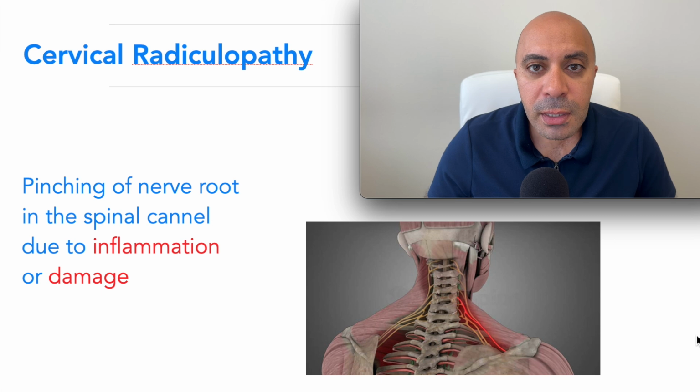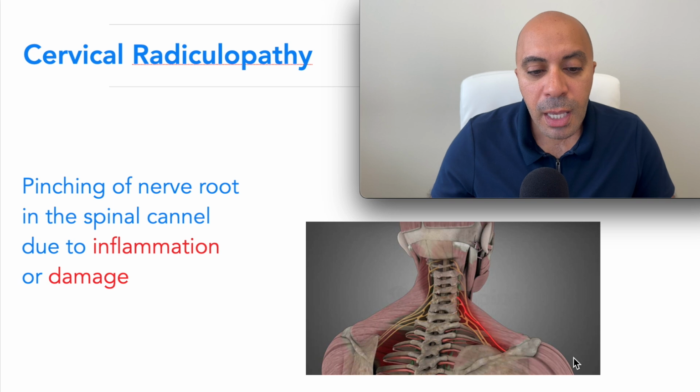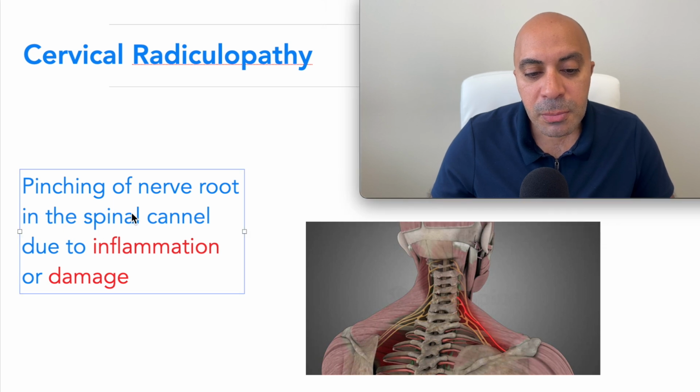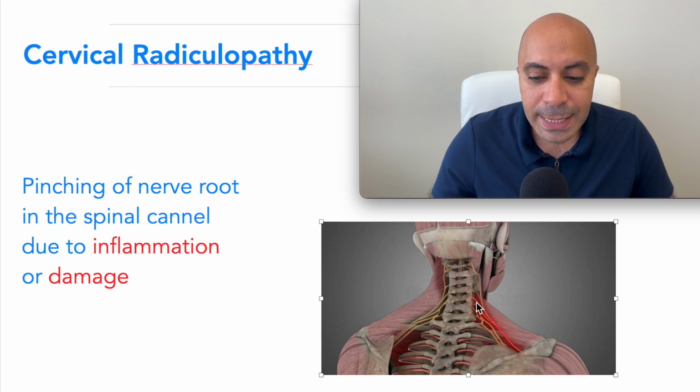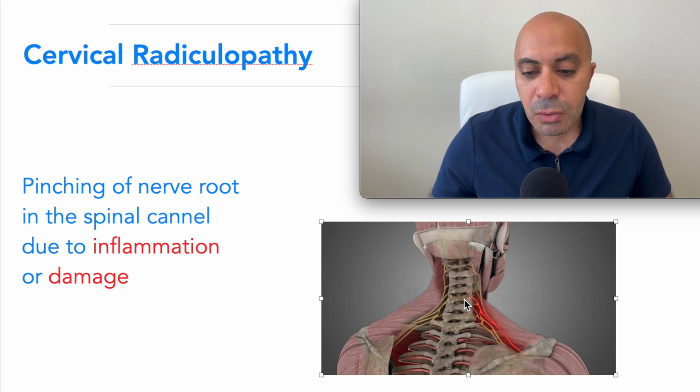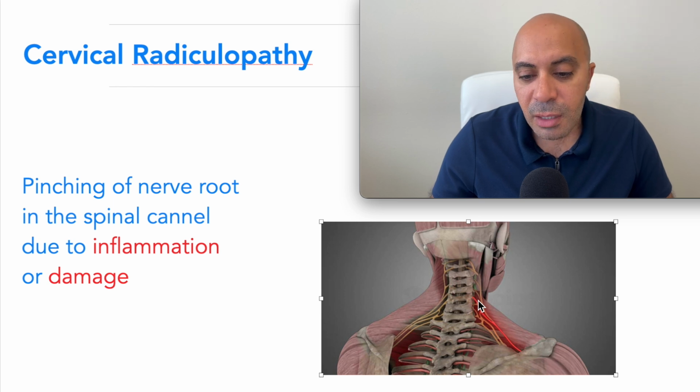So first, what is cervical radiculopathy? It's actually a pinching of the nerve root attached to the spinal canal, and it usually happens around this area, on this side or on the opposite side. When you have compression in this area, it compresses the nerve that goes down to your arm and causes the radiculopathy, or nerve pain. It usually happens due to inflammation, swelling in this area, or damage from injury, an accident, or trauma.